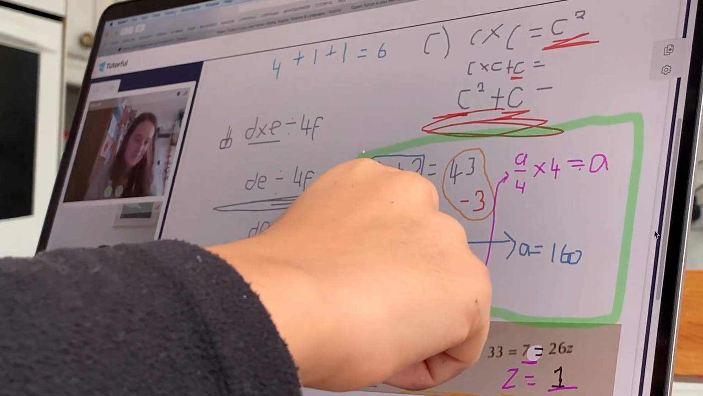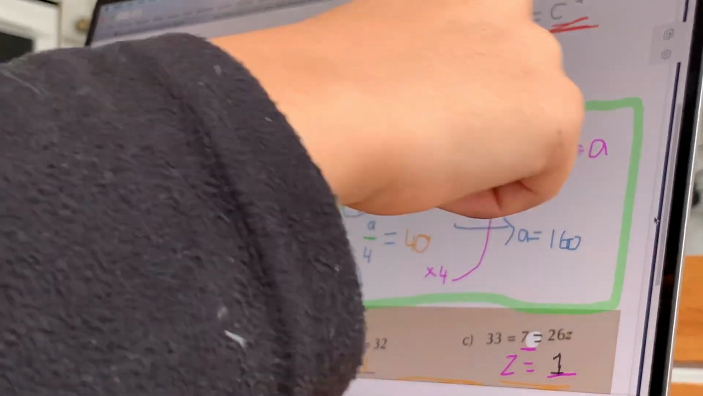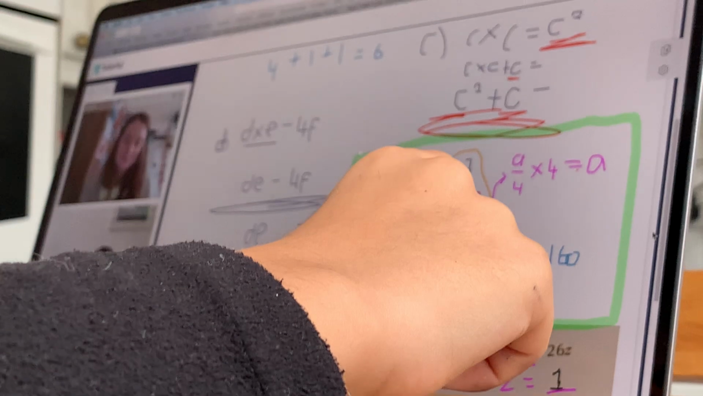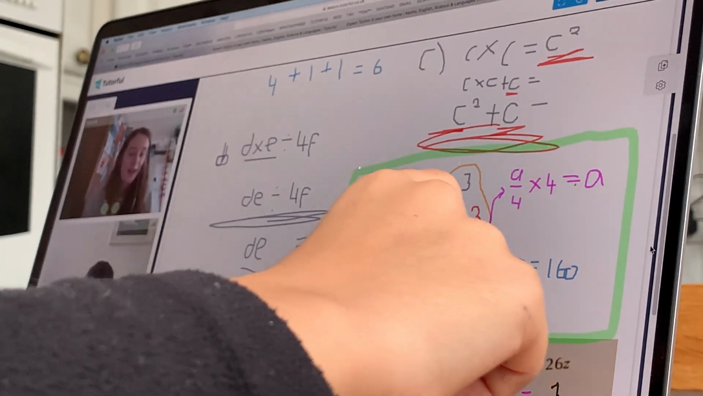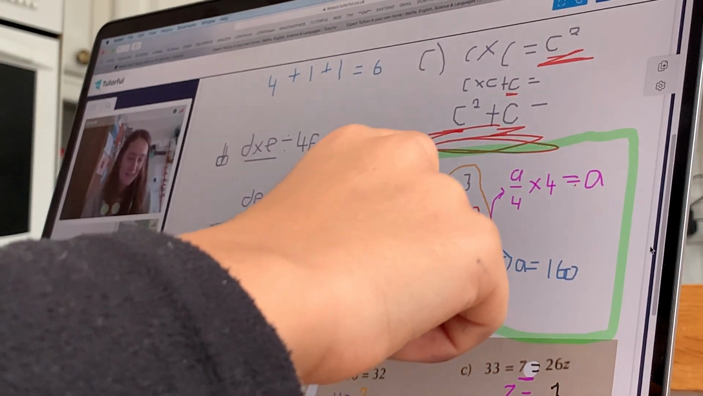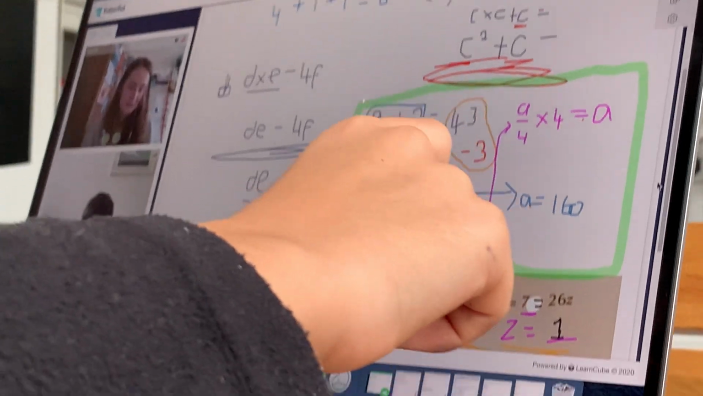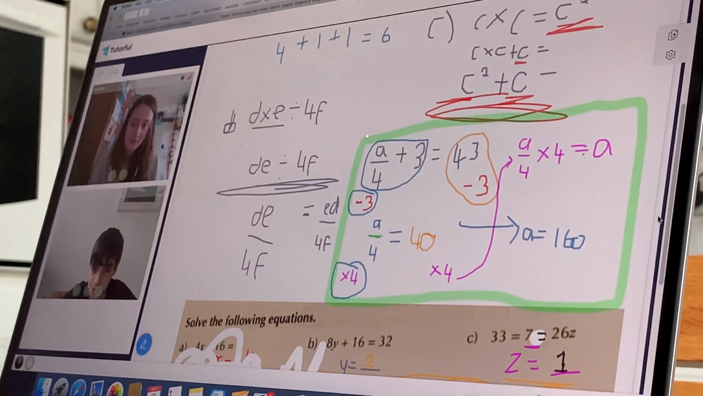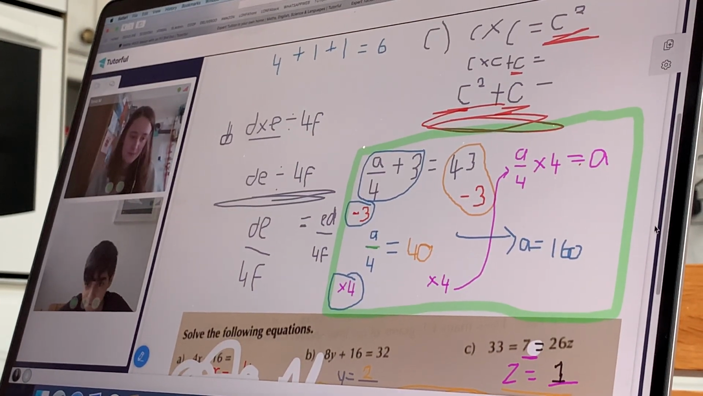And all that's left on top is A. So it's just A, brilliant. You have A equals 40, and then you multiply 4 by 40, which is 160. Brilliant. Yeah, I think you've really got a good grasp on it now.